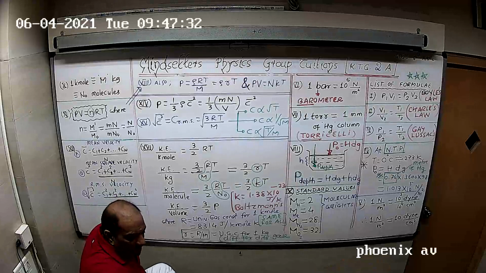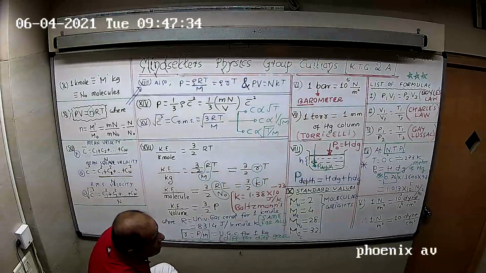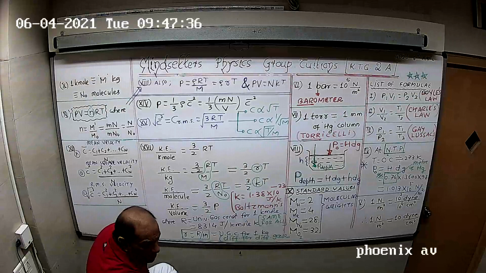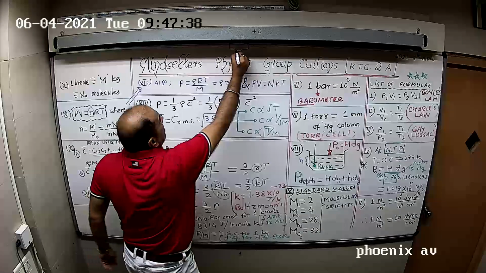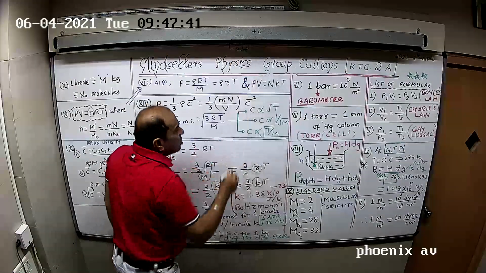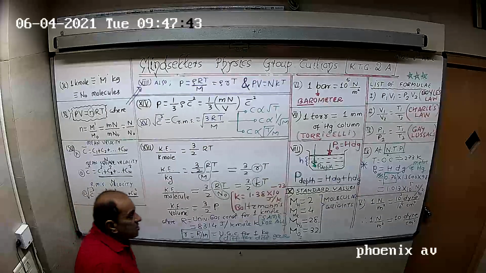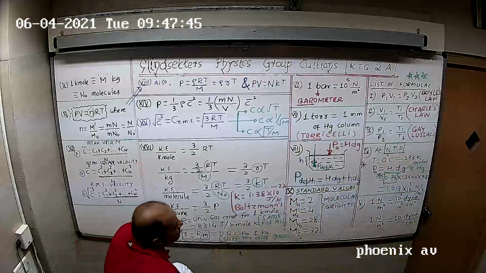Next one, pressure of a given mass of a gas is directly proportional to absolute temperature. That means pressure 1 upon pressure 2 is absolute temperature 1 upon absolute temperature 2.